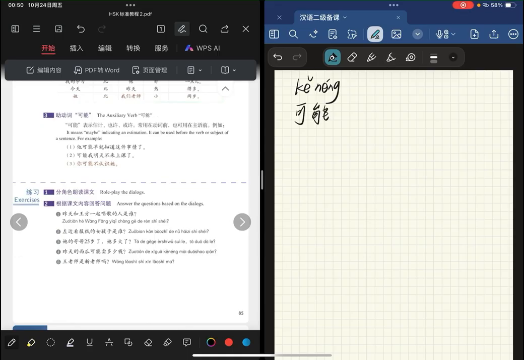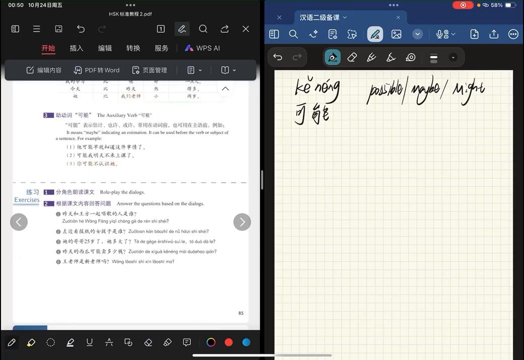可能 means possible, maybe, or might. So it means maybe or might or possible, indicating an estimation. It can be used before the verb or subject of a sentence.